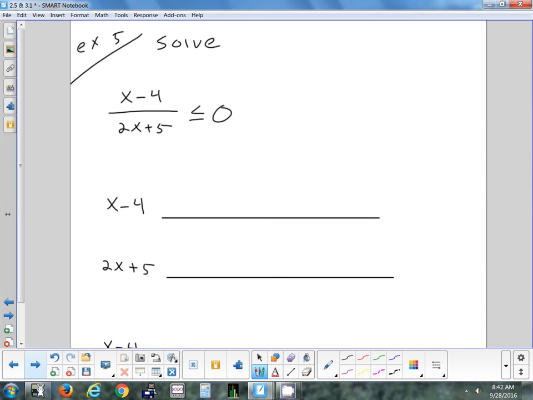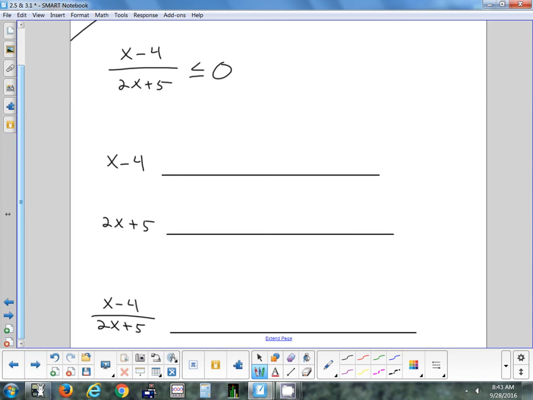It's the same rules when you divide positives and negatives. Positive over positive is positive, negative over negative, positive. You do the exact same steps, except you're dividing instead of multiplying. Okay, but doesn't change anything. So any questions on that one? Let's just make sure we know the roots. What's the root of the numerator? 4, and the root of the denominator? Negative 2.5. Yeah, negative 2.5 or negative 5 halves. Okay, so no questions on that one?